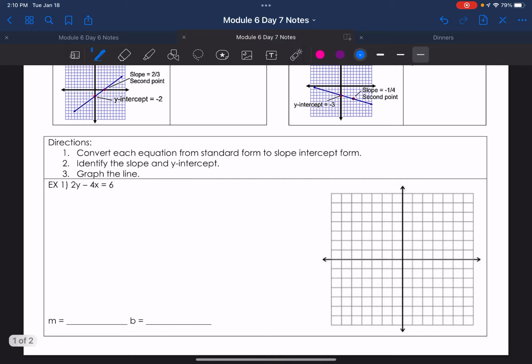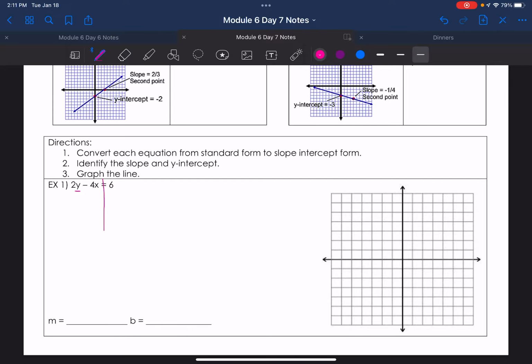The first thing that we need to do is convert each equation from standard form to slope intercept form. Then we need to identify our slope and our y-intercept, and that's going to allow us to graph the equation. For the first one, we have 2y minus 4x equals 6. So we need to get this y by itself. We cannot get rid of the 2 next to the y until we get rid of this negative 4x.